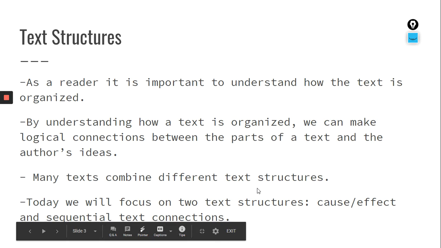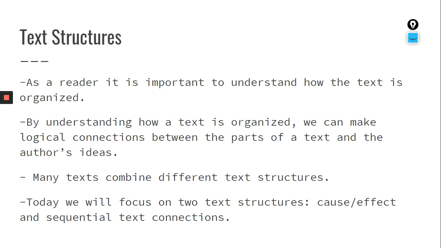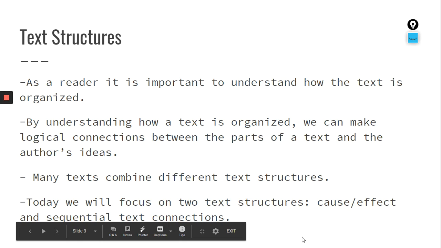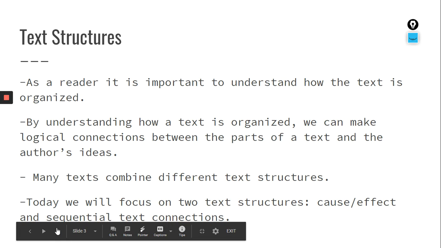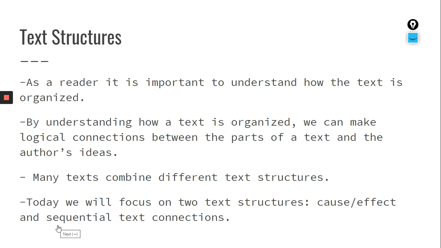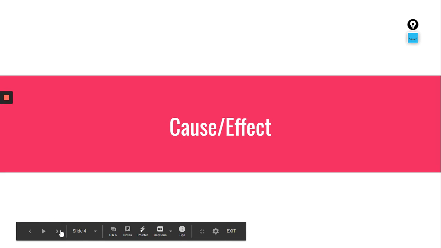So, this is an interesting fact, many texts use a lot of text structures. There's actually five, but today we're going to focus just on two, cause and effect and sequential text connections. So that text structure really helps organize the information in a way that's easier for the reader to understand and understand where that author's coming from. So that's really why we're talking about text structure. And structure just means how it's built. So think about if you say, oh, that's a tall structure out in the city. Okay, structure is just how it's built. So we're talking about how a text is built and organized.